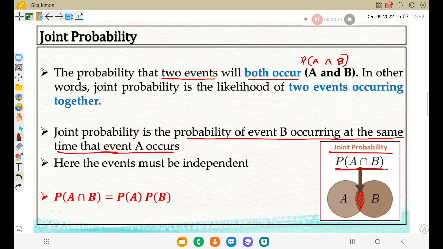In this case, if you want to calculate joint probability, the events must be independent. That means if you want to calculate probability of A intersection B, independent events mean probability of A intersection B equals probability of A multiplied by probability of B. So to calculate the probability of A and B, both events occurring together, we just multiply probability of A by probability of B. So this is the idea of joint probability.